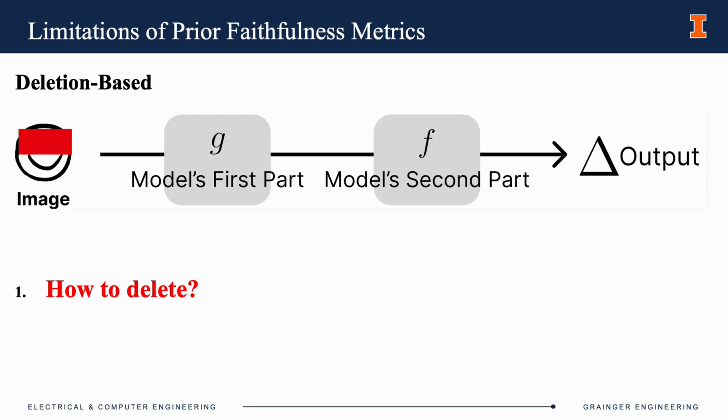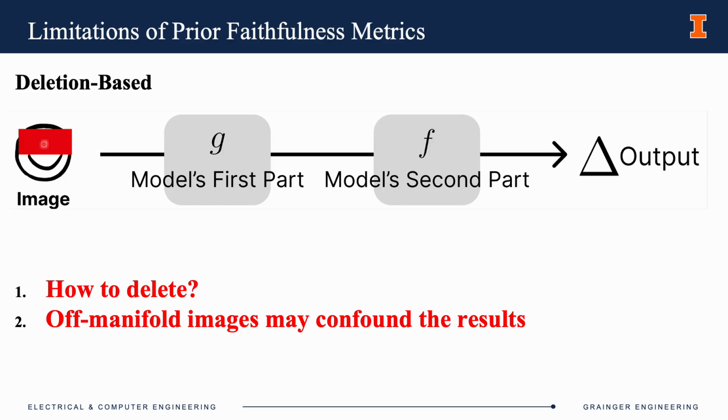Deletion-based methods have two main limitations. First, it's unclear how to actually do the deletion. Deletion is an ill-defined operation for traditional vision models. Should we really replace all these pixels with red? And if we do, should the model actually interpret this red box literally, or should it try to fill in the gaps like a human would?